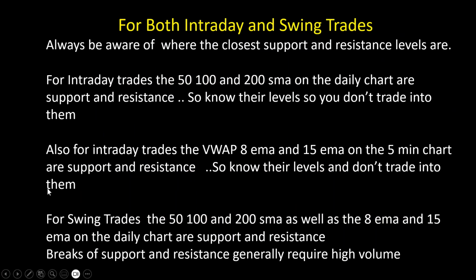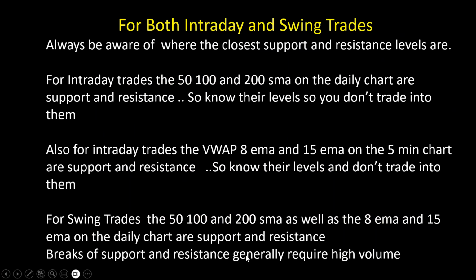Please know where your support and resistance level is, because that tells you how much room you've got to where the trade's likely to stop. And you want to have enough room to the support or resistance level to make money on that trade. Right? For swing trades, the 50, the 100, and the 200 SMAs on the daily chart, as well as the 8 and 15 on the daily chart, are support and resistance. Those are your support and resistance levels. 50, 100, 200, 8, and 15.